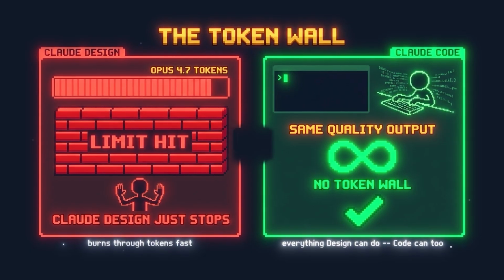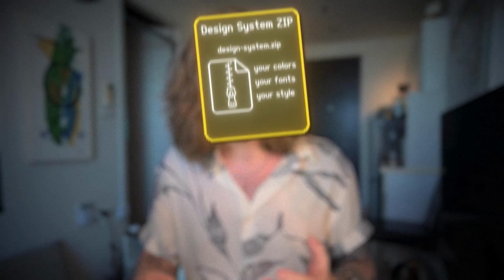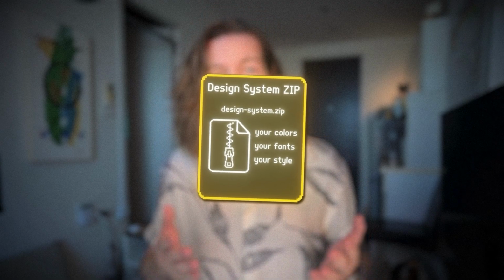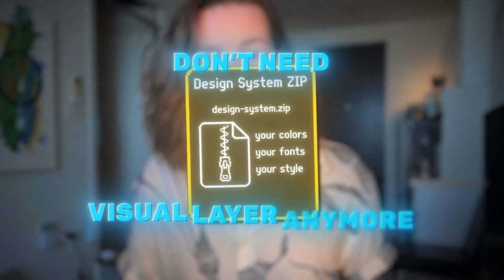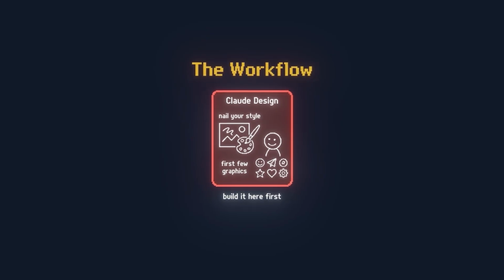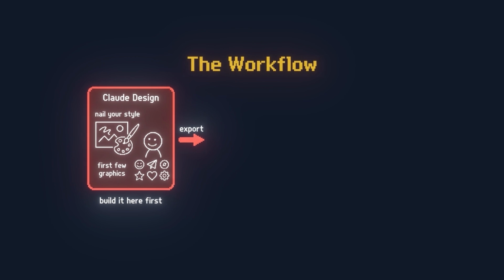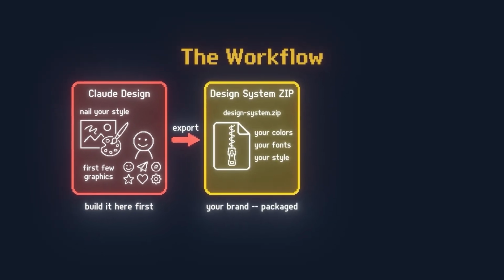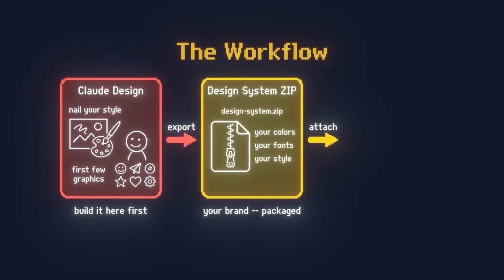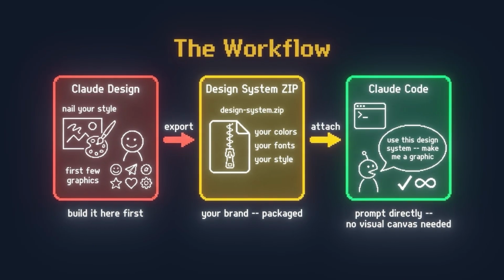The difference is Claude Code doesn't have the visual canvas, it's all terminal. But if you've already built your design system and you know what you want, you don't need the visual layer anymore. So the workflow is build your design system and your first few graphics in Claude Design to nail the style. Then export the design system as a zip. Open Claude Code, attach the zip file and tell it, here's my design system. I want you to use this to create animated graphics for my content going forward. From that point, you prompt directly in Claude Code.